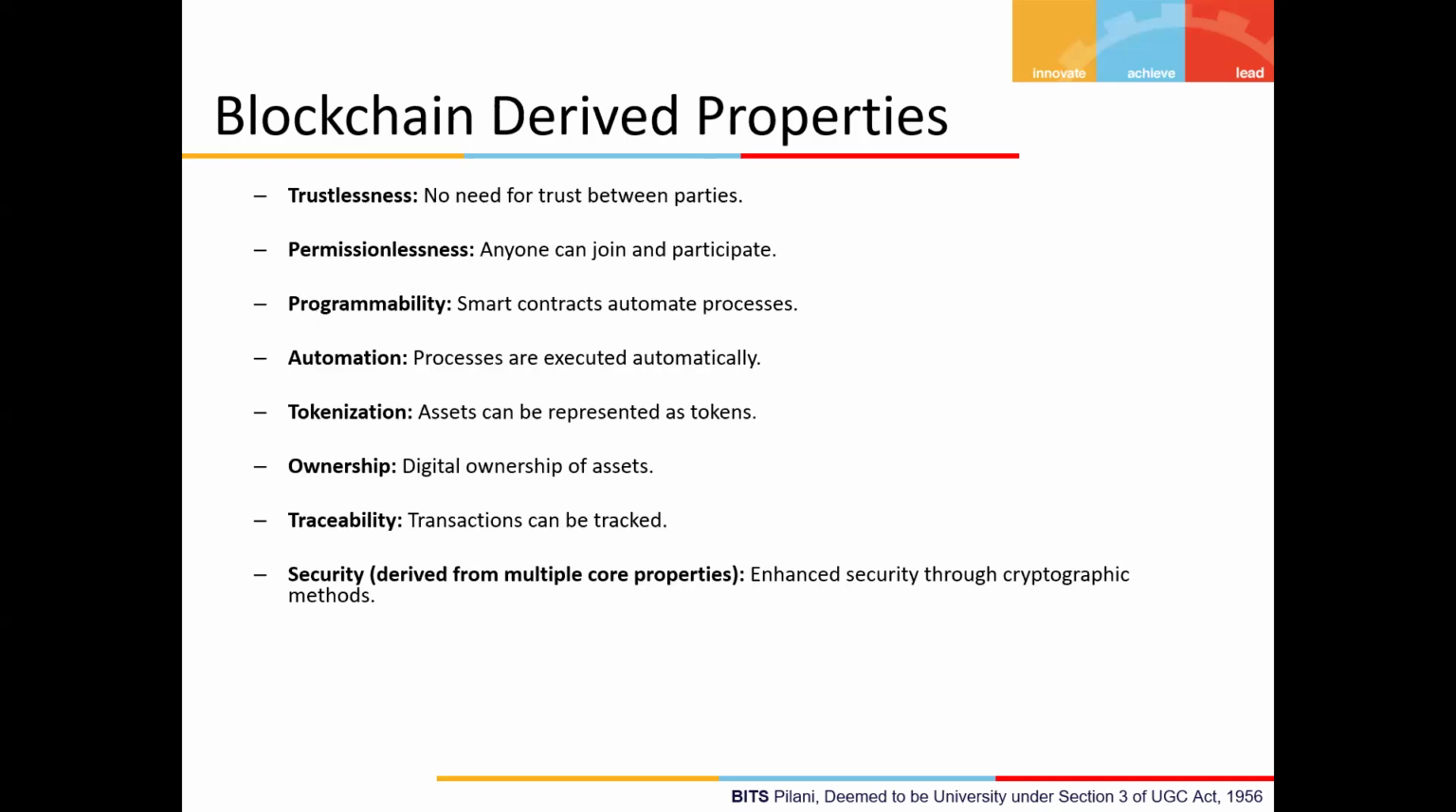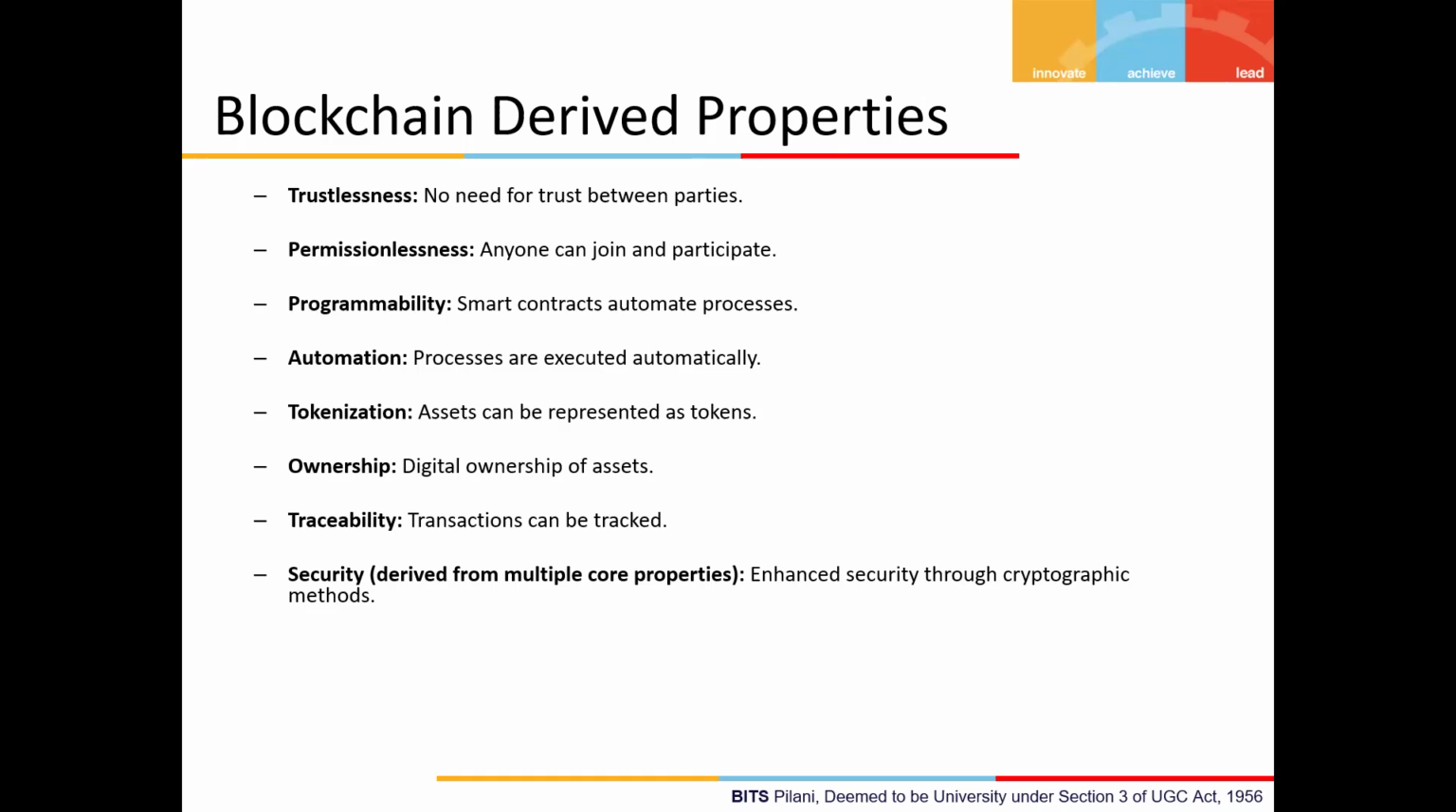So there are certain derived properties that we have. The first one is trustlessness. That means there is no need to have trust between the parties, right? And this is coming because of the core properties like decentralization. So there is not a single authority. Then permissionlessness. That means anyone can join the network, anyone can participate, and if they want to exit, they can exit as well.